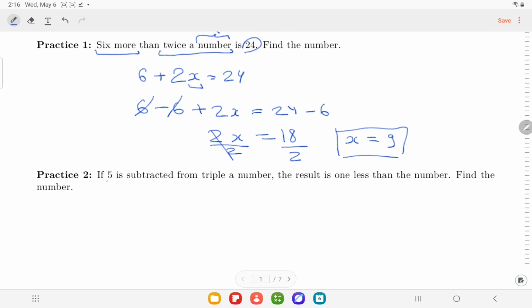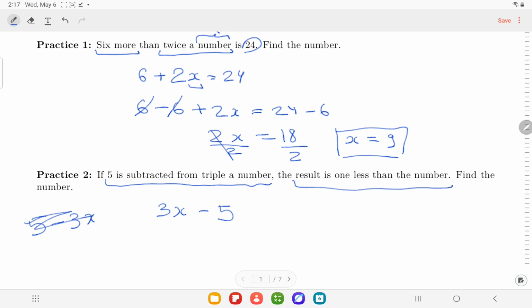So here we see that 5 is subtracted from triple a number. This one is a little bit trickier with the wording because it's going to be written like this, as the 5 is being subtracted from the number, not the other way around. If you were to write it like this, it would be wrong, because this is the triple a number is subtracted from 5. And then we see that the result is 1 less than the number. So we know that this is going to be equal to x minus 1.